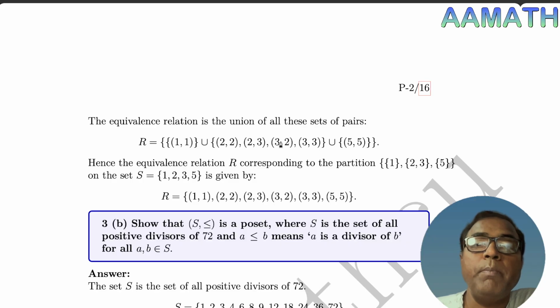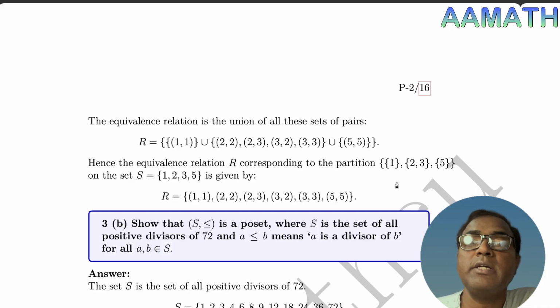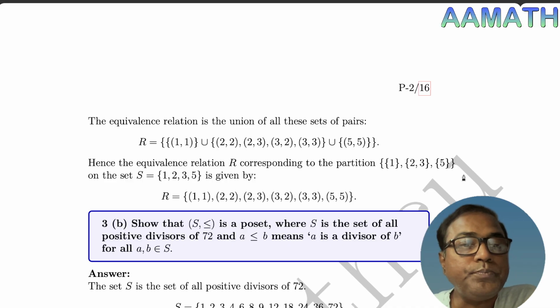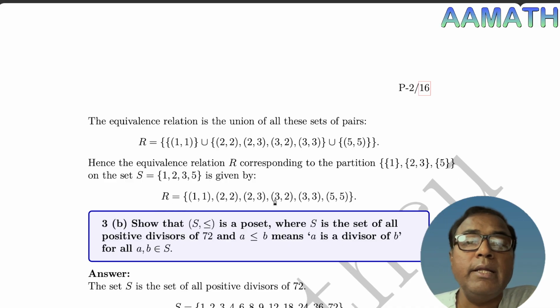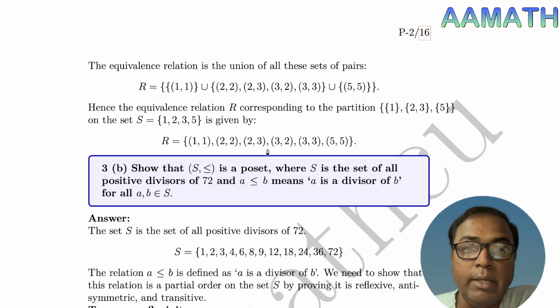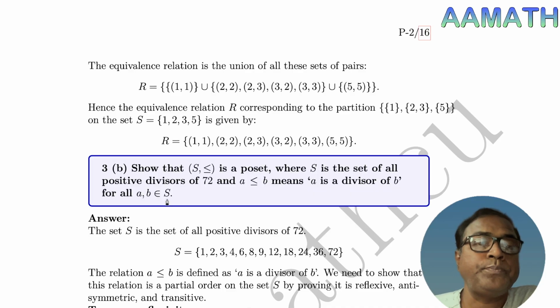(5, 5). So the equivalence relation is the union of all these sets of pairs: (1, 1) union the set {(2, 2), (2, 3), (3, 2), (3, 3)} union the ordered pair (5, 5). Hence, the equivalence relation corresponding to the partition {1}, {2, 3}, {5} on the set S is given by {(1, 1), (2, 2), (2, 3), (3, 2), (3, 3), (5, 5)}.